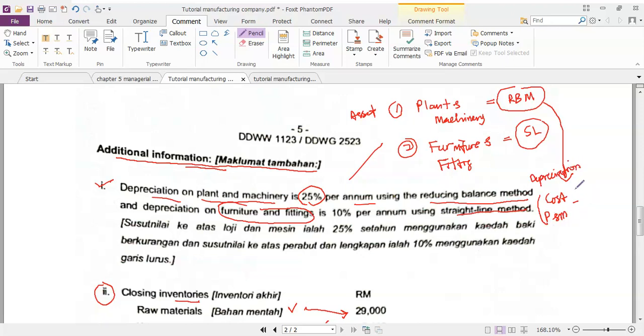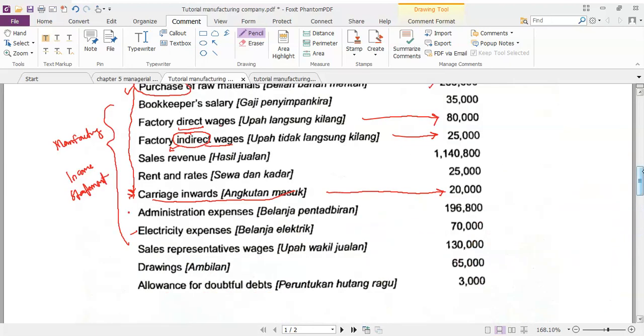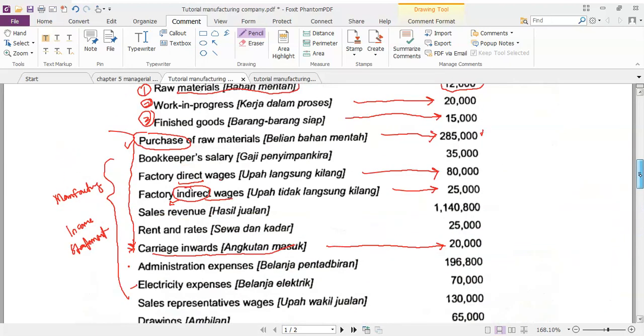Cost minus accumulated depreciation, and then times with the percentage. Kalau dekat dalam soalan ni dia kata 25%. So, kita tengok dekat list of account, kita nak cari cost dengan accumulated depreciation.